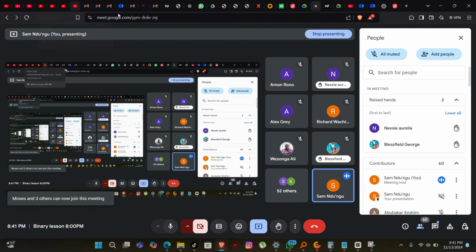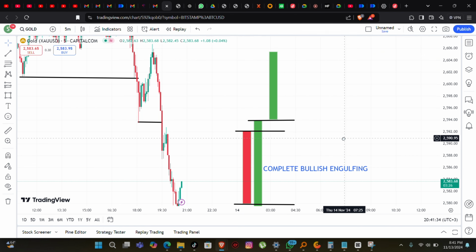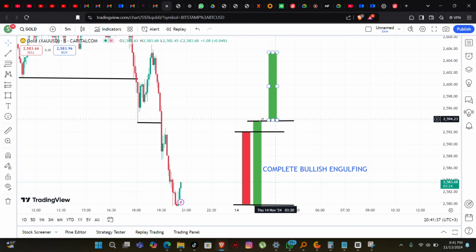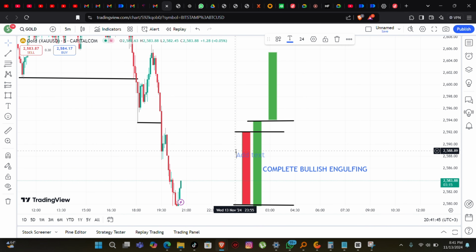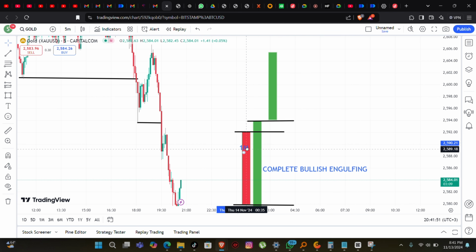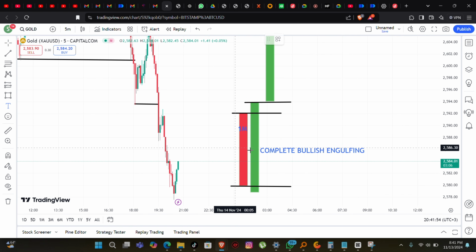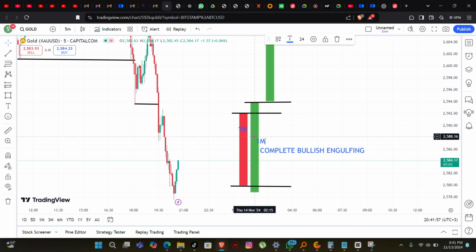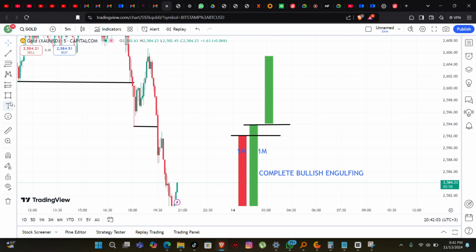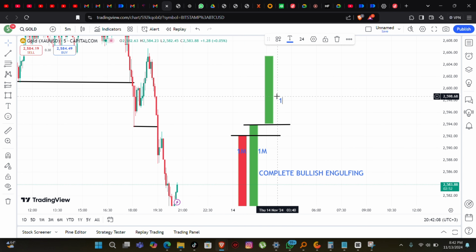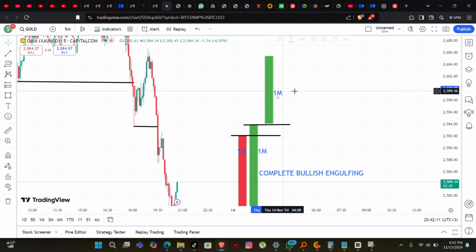tukue pamoja. Now, as I was explaining, we will be maximizing on this candlestick. Now let me explain to you very well what is happening here. So the first thing is this red candlestick took 1 minute to form. Then this other green candlestick also took 1 minute to form. So that is two minutes so far. The third minute is on the third candlestick after the bullish engulfing has formed. So this 1 minute here on the third candlestick is the one we are trading on.